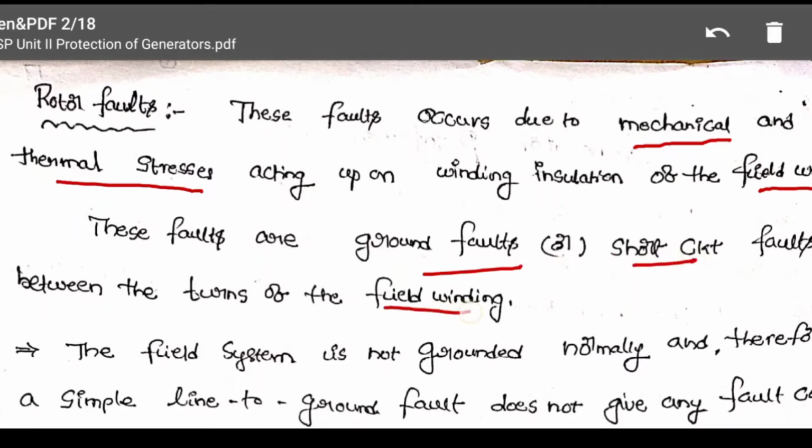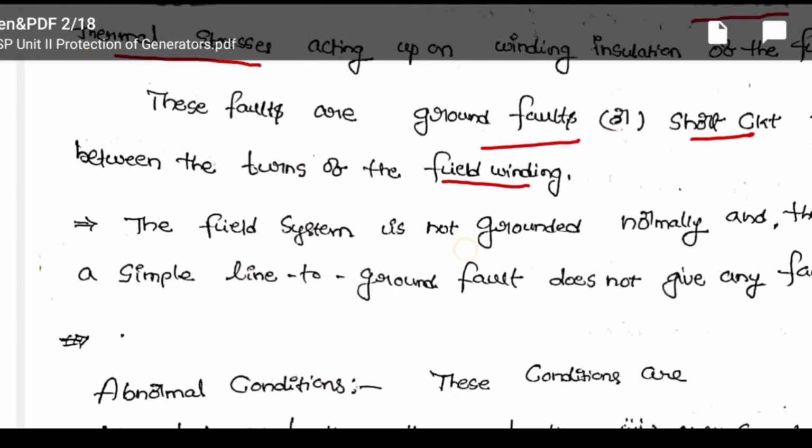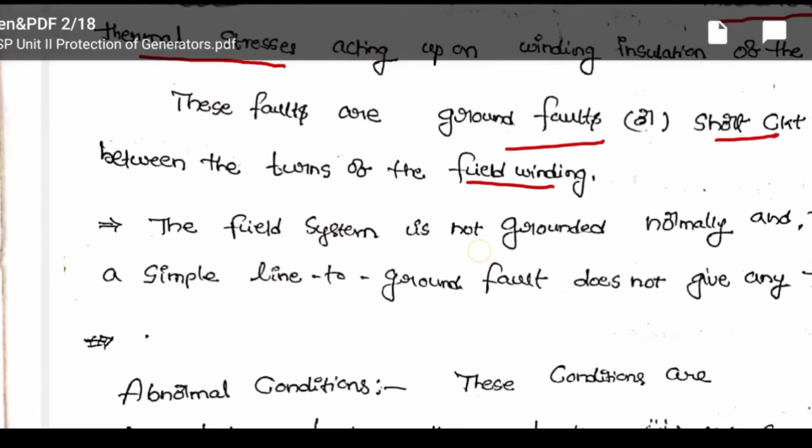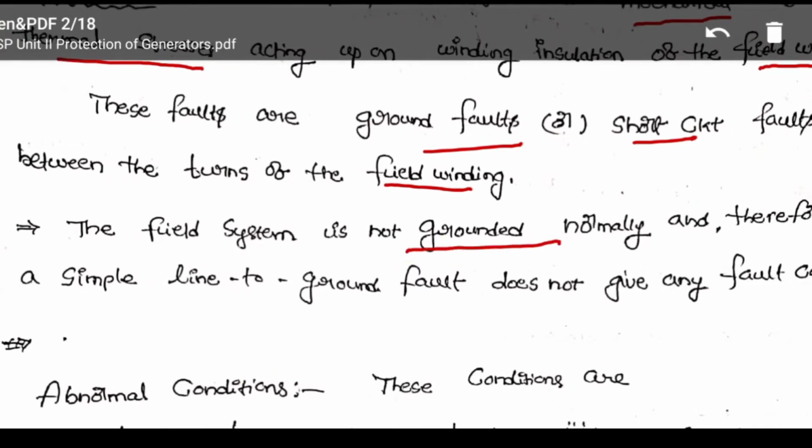The rotor faults are these. In an alternator, the field system is not grounded. Normally, it is continuously rotating. Hence, it is not possible to connect it to ground. Therefore, a simple line to ground fault does not exist in rotor faults.